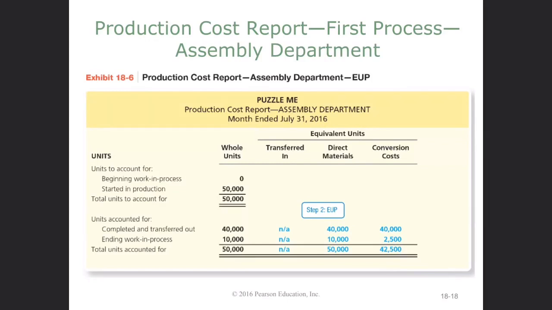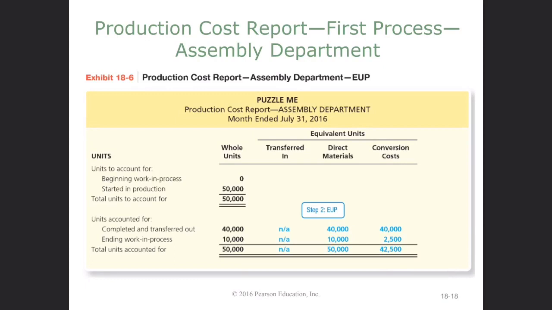So now what we're going to do is, in units accounted for, we have completed and transferred out, and we have our ending work in process account. When looking at anything that was transferred in, they did not say we had anything transferred in, so we're putting NA here in our equivalent units.